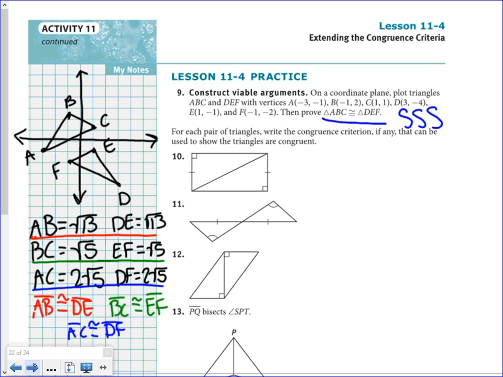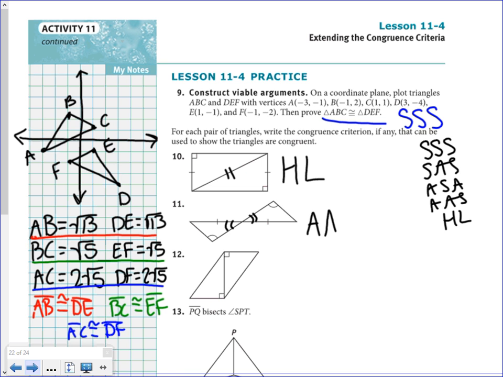For number 10, we want to try and figure out, are any of these congruent? So our 5: side, side, side, side, angle, side, angle, side, angle, angle, angle, side, and hypotenuse leg. So first thing you want to do is mark anything that you can. So we know that the shared side is congruent, and so this looks like it might be side, side, angle, but that's not one of our options. Since we have a right triangle, and the hypotenuse and the leg pairs are marked as congruent, we know this is hypotenuse leg. For this next one, we can add the vertical angles as congruent, and so we end up with angle, angle, side.